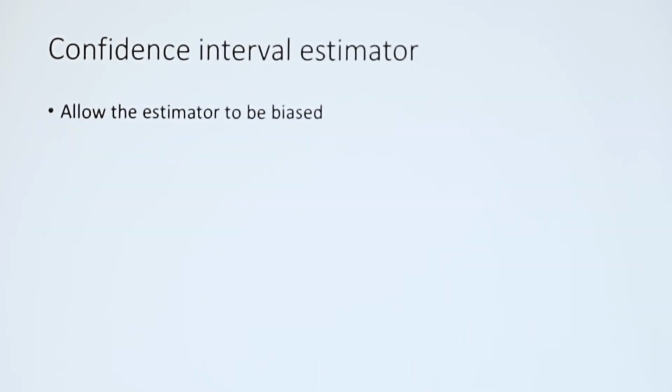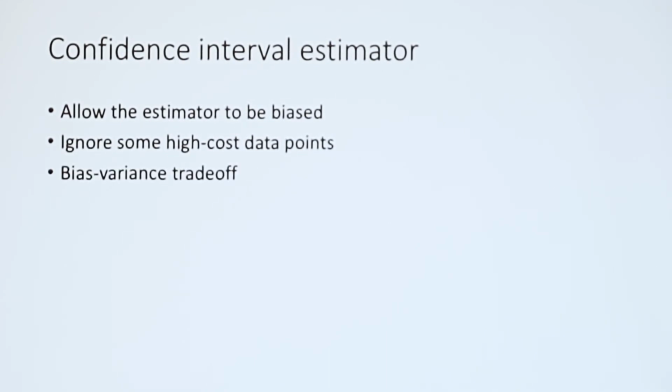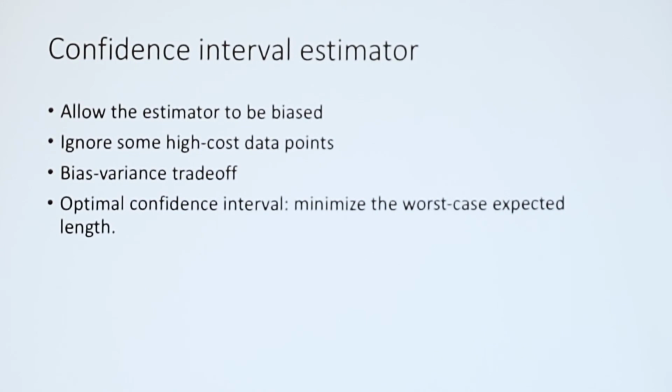So we also extend our results to the confidence interval estimator. When what we want is a confidence interval, we don't actually need the estimation to be unbiased. Sometimes it could be beneficial for me to ignore some high-cost data so that I can reduce the variance of this estimation. But I need to add a bias to compensate for the error. So we'll have some bias-variance trade-off when we decide the mechanism. Our objective here is to minimize the expected length.